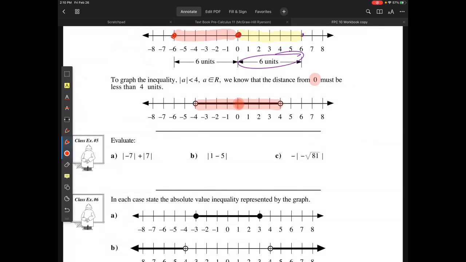So if I'm evaluating this, I'm going to say the absolute value of negative 7 is positive 7, plus the absolute value of 7 is 7. This would give me 14. 1 minus 5 is going to give me negative 4, and when I take the absolute value of negative 4, it becomes positive 4.